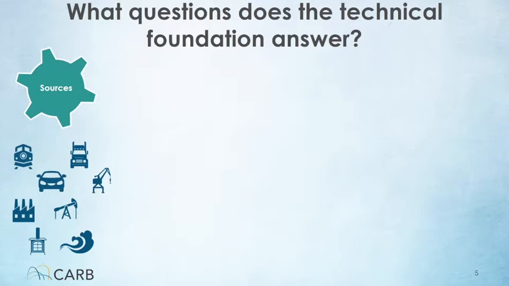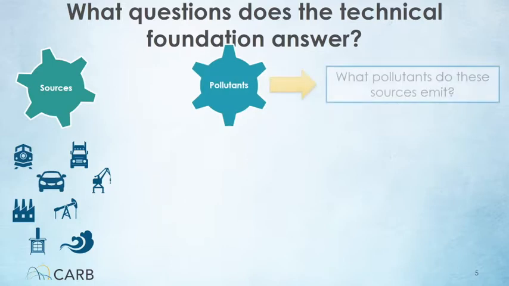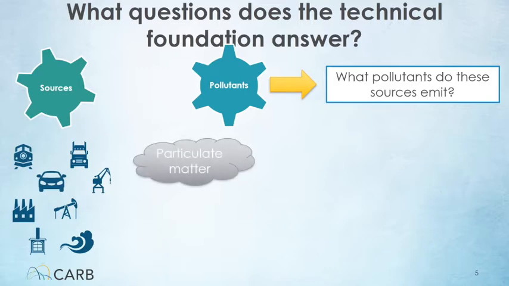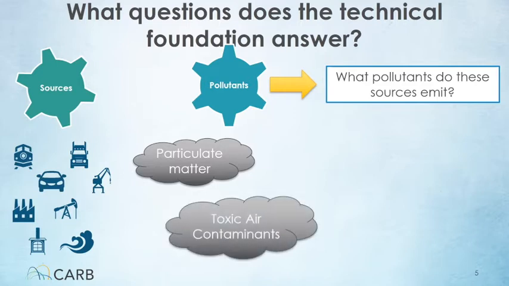After identifying sources of air pollution, the technical foundation also identifies the pollutants that come from these sources. Common pollutants impacting communities include particulate matter, or particles suspended in the air that we breathe, and toxic air contaminants, which can increase cancer risk and other health risks.